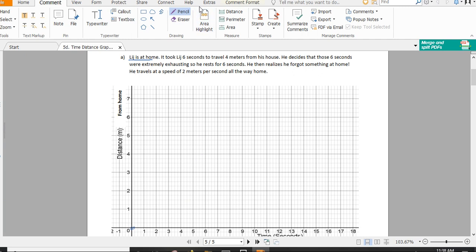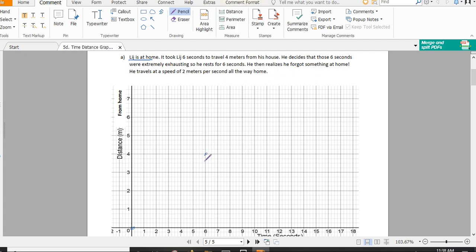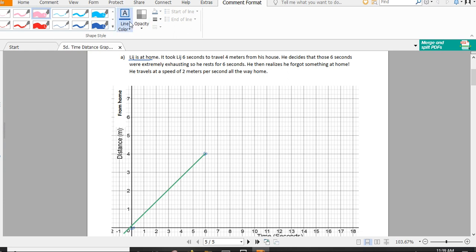Now, it takes Lij 6 seconds to travel 4 meters from his house. So 4 meters, 6 seconds. So 6 seconds, 4 meters, okay? So that means after 6 seconds, Lij is 4 meters away from home. So let me just draw a line that connects those two. Sorry, I'm just going to match up the colors.